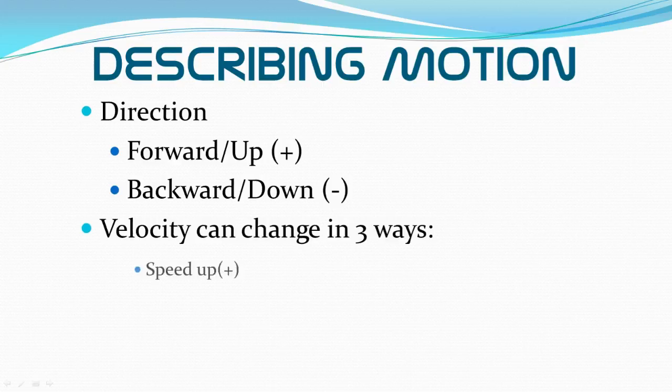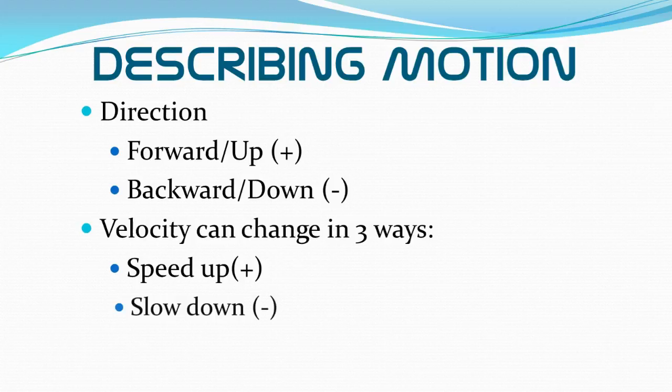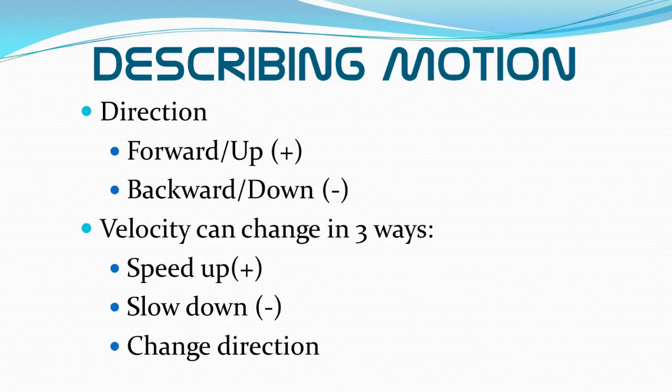If an object is speeding up, its velocity is increasing. It's moving in a positive direction. If an object is slowing down, its velocity is decreasing. Its velocity is moving in a negative direction. Objects can speed up, slow down, or change direction.